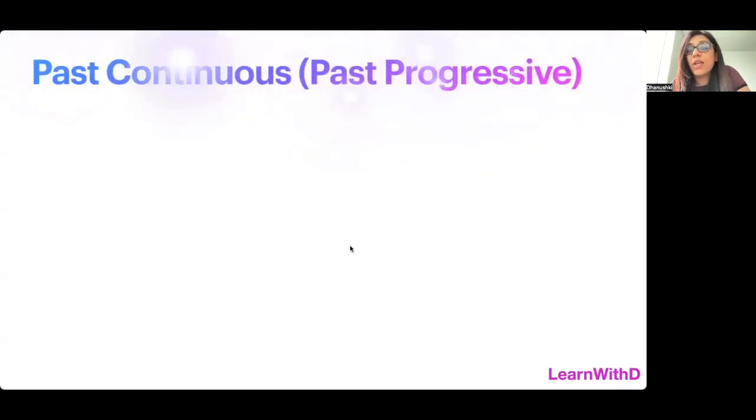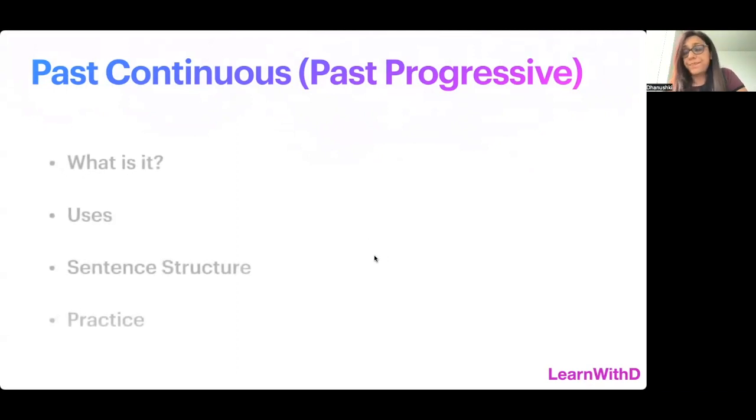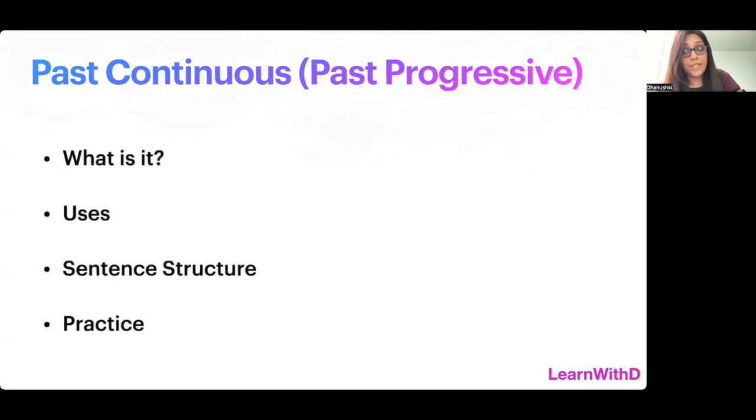So, today we are going to learn about the past continuous. If you watched my earlier video, we completed the present continuous, and this is the past continuous, or the past progressive. So, what is the past continuous? How do we use the past continuous, or where do we use it? And how do we write the past continuous in a sentence? What is the structure of the sentence? And of course, as always, okay? All right.